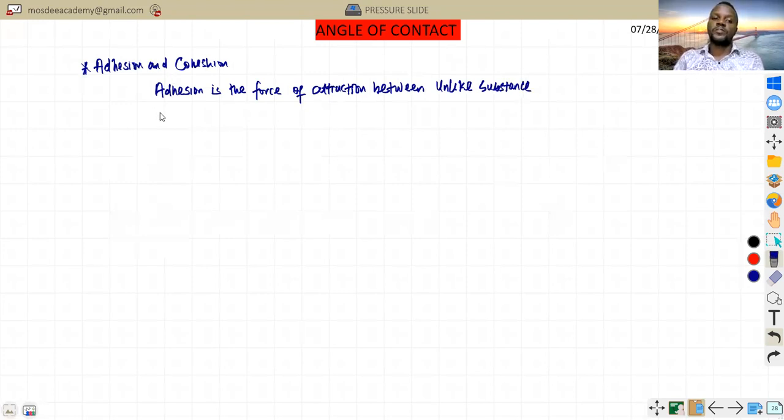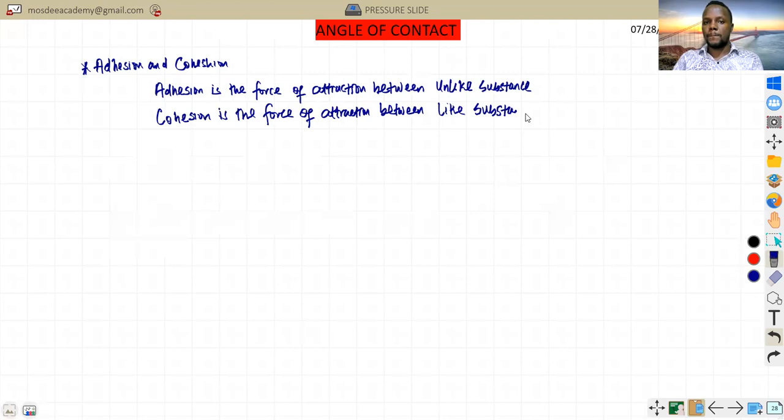Whereby the opposite is cohesive force. Cohesion is the force, or you can say intermolecular force, if you want to write, a force of attraction between like substances. So this is the definition we give to adhesion and cohesion in junior classes. And you can always keep it at the back of your mind, because sometimes you might be asked to define this directly in your theoretical question.